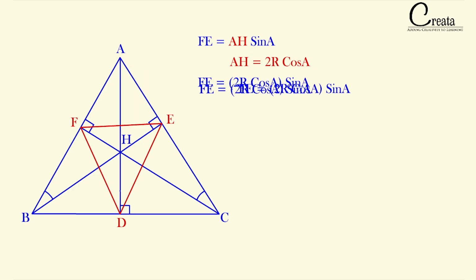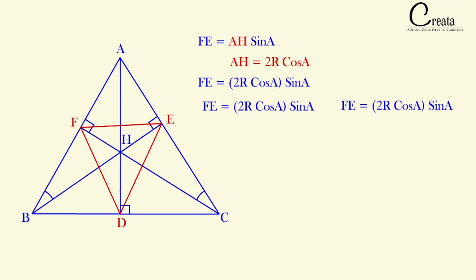Now we are having two options. We will take the two paths. In the first path, we will replace 2 sin A cos A with sin 2A. This is the trigonometric formula: sin 2A is equal to 2 times sin A into cos A. On replacing, we got FE is equal to R times sin 2A.